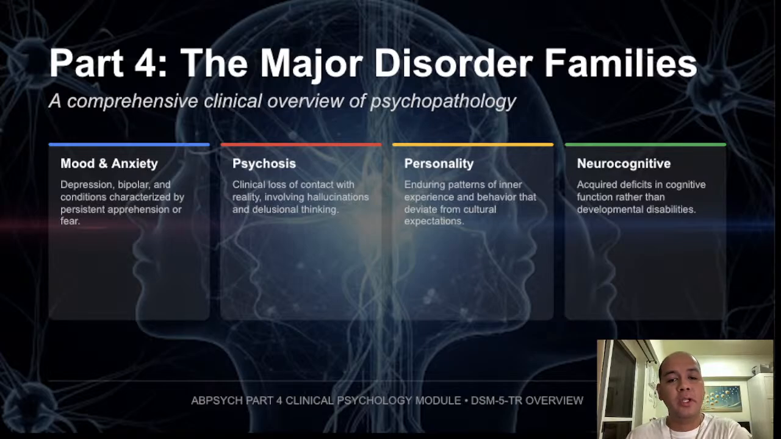So up to this point, we have talked about the foundations of the field, the major explanations of abnormal behavior, and how diagnosis and assessment work. Now we move into the part most students usually expect first, the actual disorder families. But here is the first important reminder. We are not studying disorders just to memorize labels. We are studying them to understand real patterns in real people.